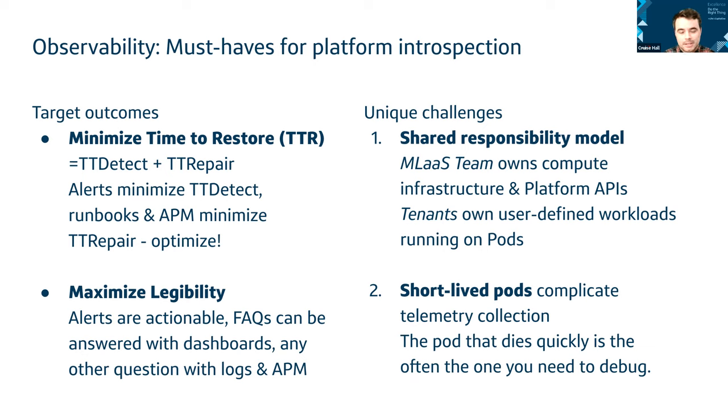And so by thinking about time to restore in those two categories, it helps direct our investments to the most valuable work. And so alerting is there to help minimize that time to detect. It helps us learn about issues before our customers come and report them to us, as Christian mentioned earlier. And then we have other levers to pull to minimize the time to repair.